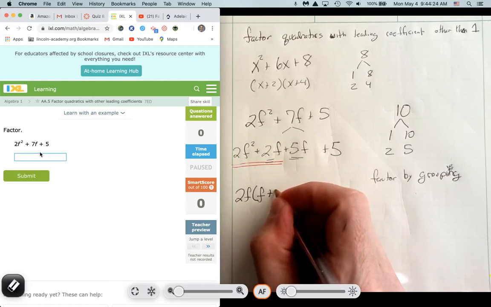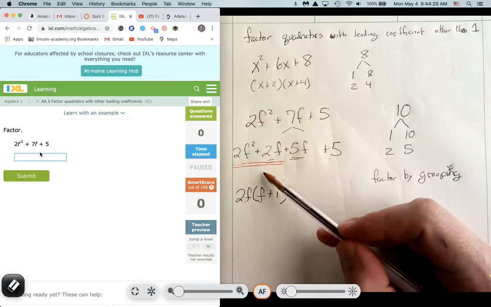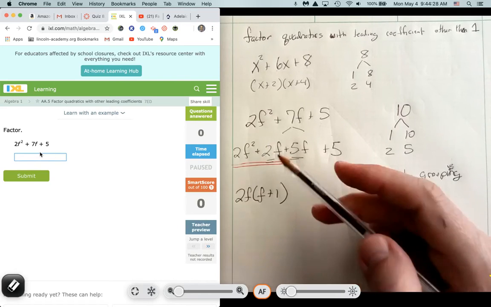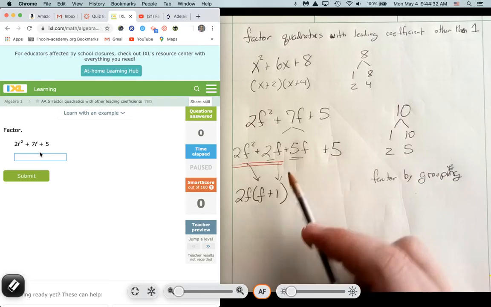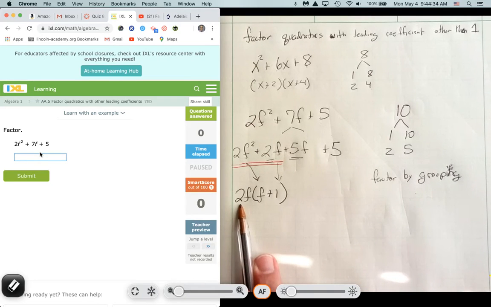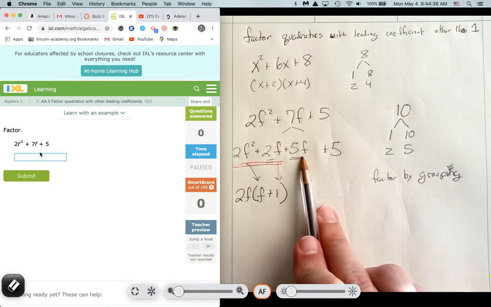So I leave a 1. So this 2f squared became this f, and this 2f became the 1 when I factored out this 2f. Now I'm going to do the same thing down here. I'm going to look for anything in common with these two terms.